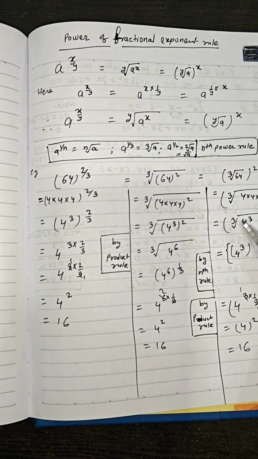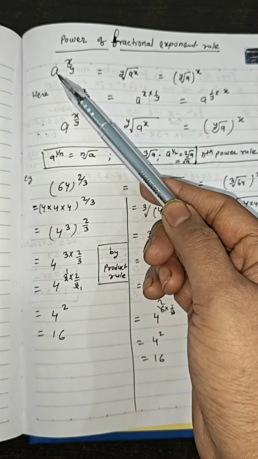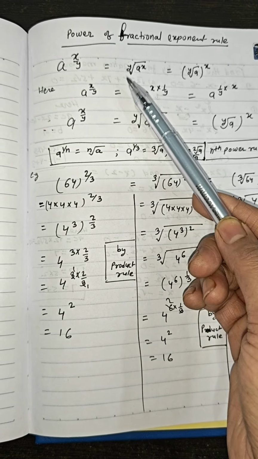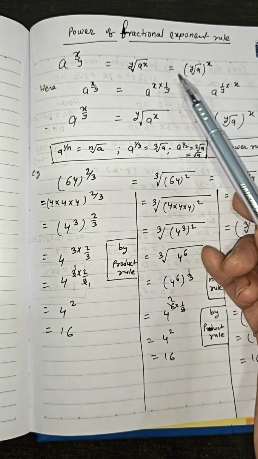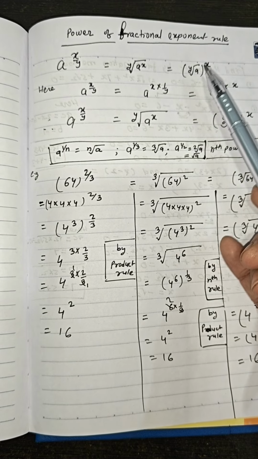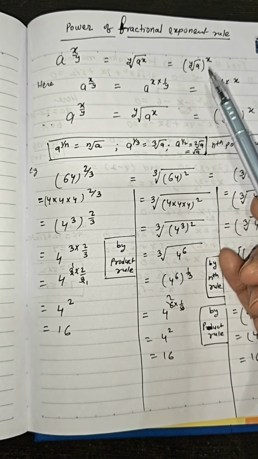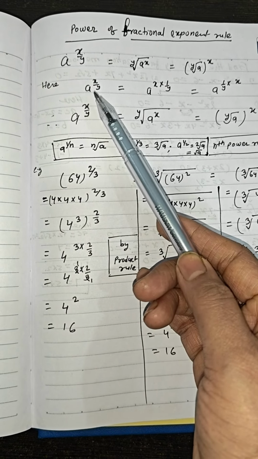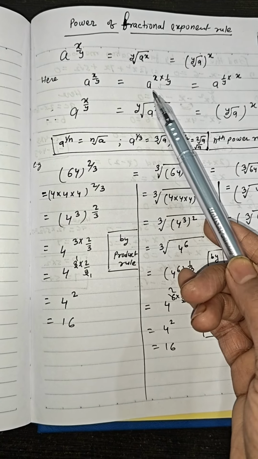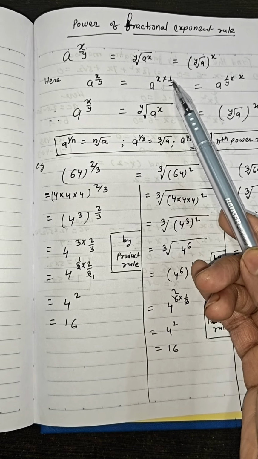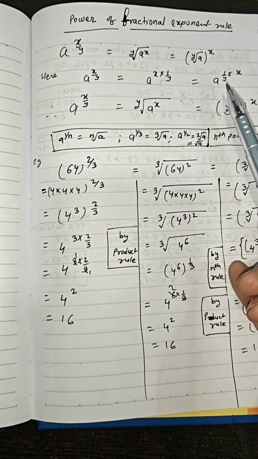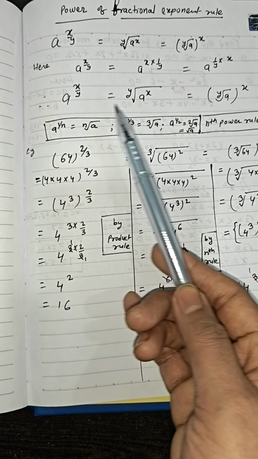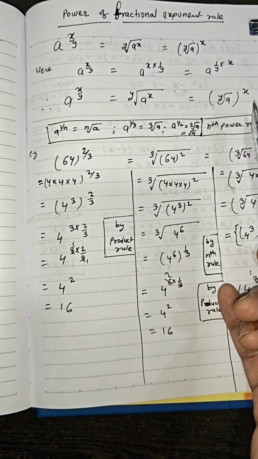Power of fractional exponent rule. That is, a raised to the power x upon y is equal to the yth root of a to the power x, or the yth root of a, whole to the power x. In other words, you can also write a raised to the power x upon y as a to the power x into 1 by y, or a to the power 1 by y into x. Now this rule is called the power of fractional exponent rule.